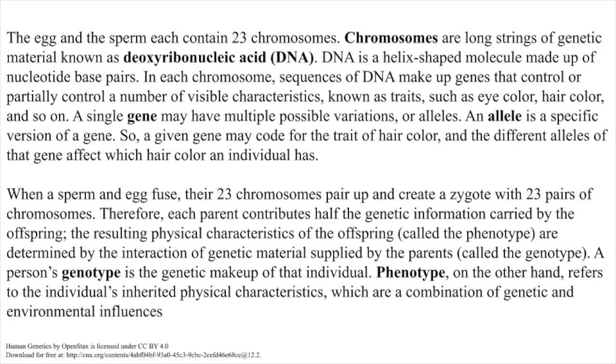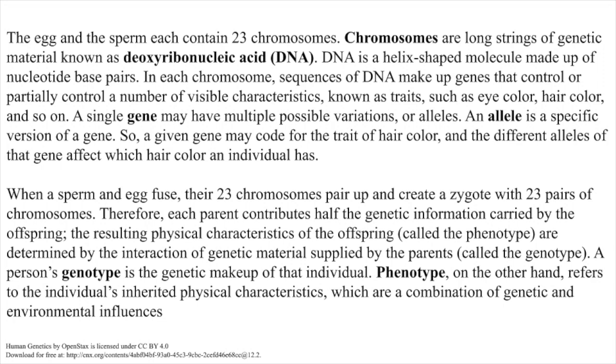Chromosomes are long strings of genetic material known as deoxyribonucleic acid, DNA. DNA is a helix-shaped molecule made up of nucleotide-based pairs. In each chromosome, sequences of DNA make up genes that control or partially control a number of visible characteristics, known as traits, such as eye color, hair color, and so on.